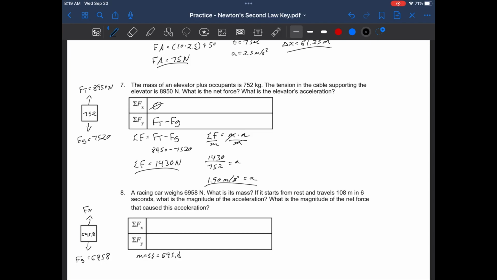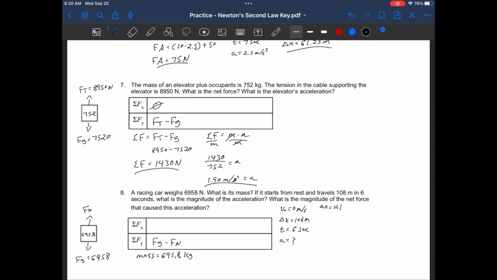If it starts from rest, so V0 is 0, and travels 108 meters, so delta x is 108 meters, in 6 seconds, so time is 6 seconds, what is the magnitude of the acceleration? So we're looking for A. We're going to use kinematics to get the acceleration. So V0 is 0 meters per second because it started from rest. Delta x is 108 meters, time is 6 seconds, and we're looking for that pesky little acceleration. You can see that we're using kinematics to find acceleration. We can also use forces to find acceleration.